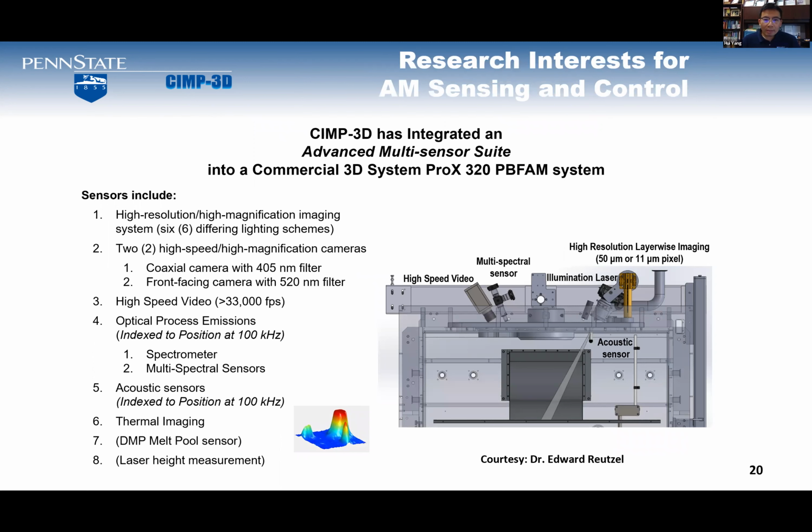So at Penn State Sim3D, we have integrated an advanced multi-sensor suite into a commercial 3D Systems ProX 320 PBF. PBF stands for Powder Bed Fusion AM system. The sensors include the imaging system, high-speed, high-magnification cameras, high-speed video, optical process emission, and acoustic sensors. And here we also have thermal imaging.